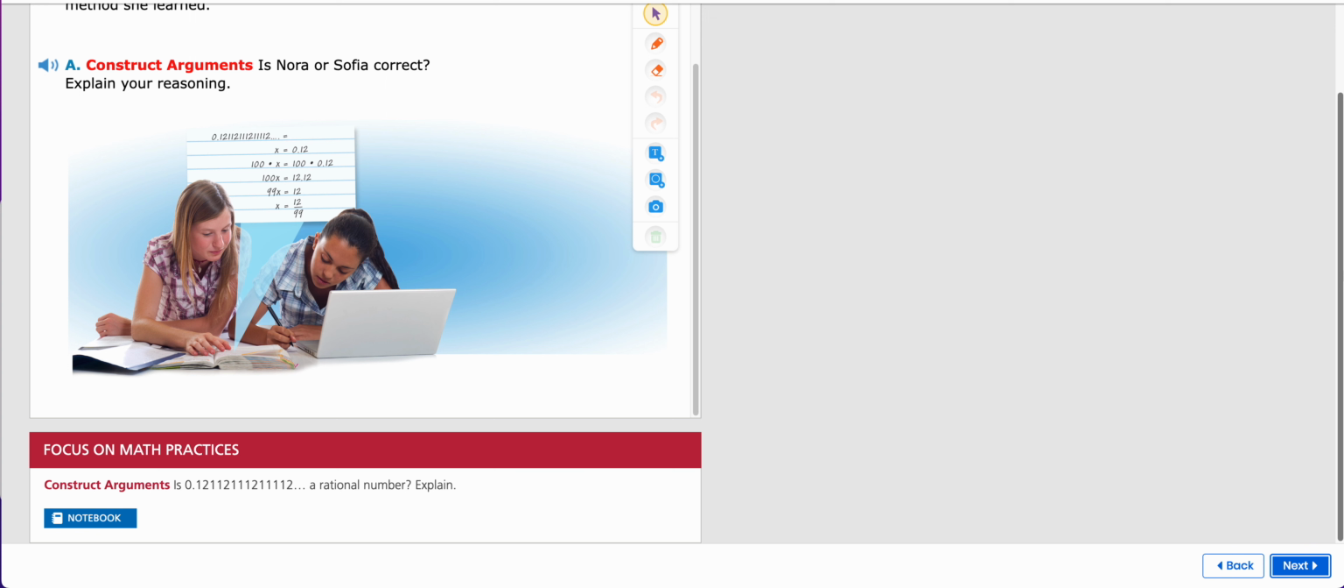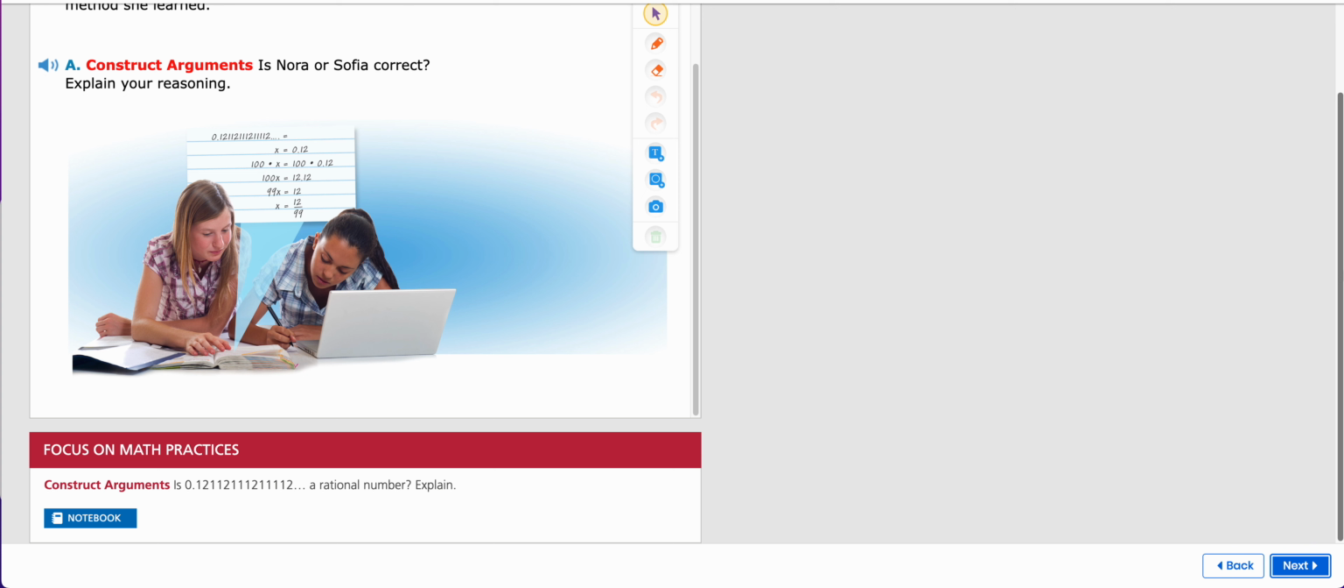Focus on math practices. So then the question becomes down here at the bottom: is the number that they give us, 1, 2, 1, 1, 2, 1, 1, 1, 2, and so on, a rational number? Okay, so how did we define an irrational number? It's a decimal that does not repeat or terminate.